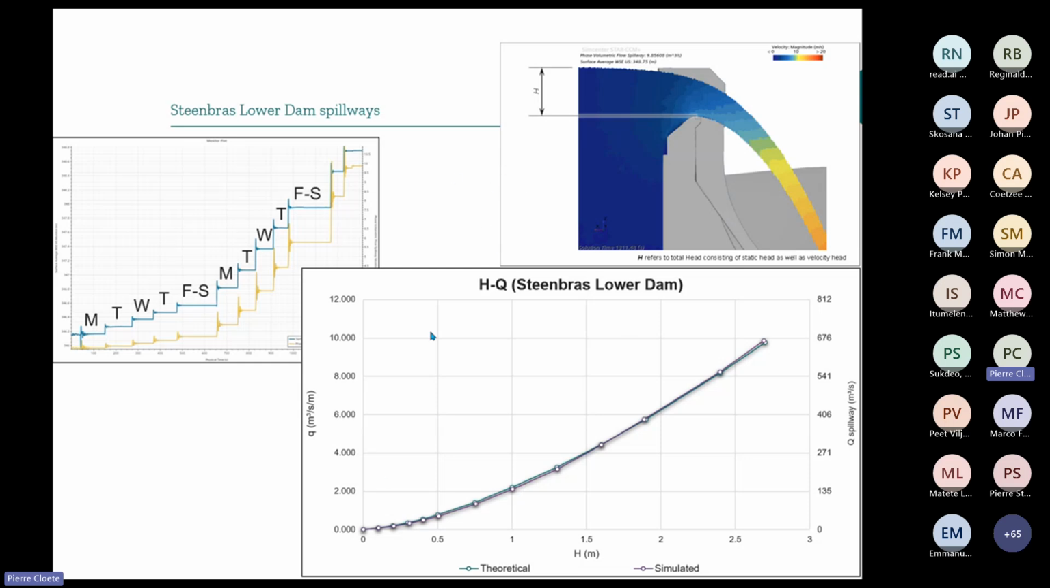Then eventually, yes, we do get to a stage discharge relationship for a unit width, which we then just multiplied by the total spillway length to get to the purple curve that you see over there. The secondary y-axis to the right indicates the total flow for the entire spillway.